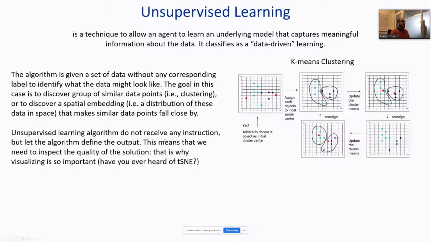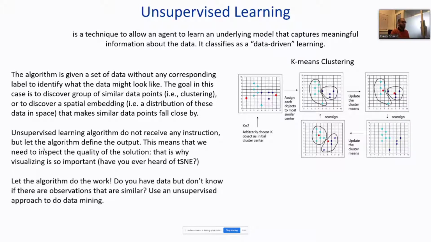Unsupervised learning algorithms do not receive instruction, but they let the algorithm find the output, which means that we need to inspect the quality of the solution. And that's why visualization is very, very important. One big advantage of unsupervised learning algorithms is that you can let an algorithm do a little bit of the work for you. If you have a set of data and you don't know what it means or what belongs with what, you can give this to the algorithm and try to understand which observations are actually similar. We're going to see something like this in the application for neuroscience later on.